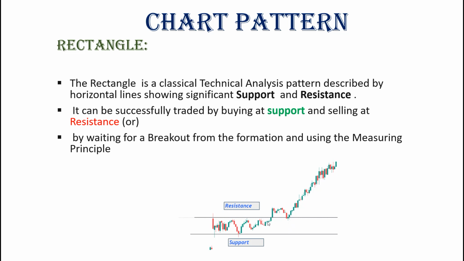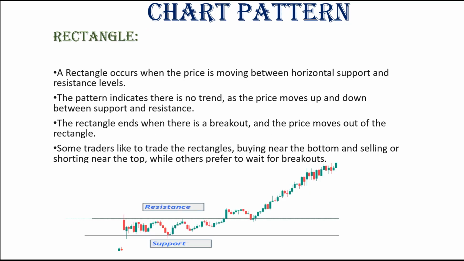This means that price is consolidating at a particular level. A rectangle occurs when the price is moving between the horizontal support and the resistance level. So here we can see that the price is in between the resistance and the support zone. There is no trend in the market. The price indicates that there is no trend as the price moves up and down between the support and the resistance level. So this is called the sideways market, or the price is in the consolidation phase.